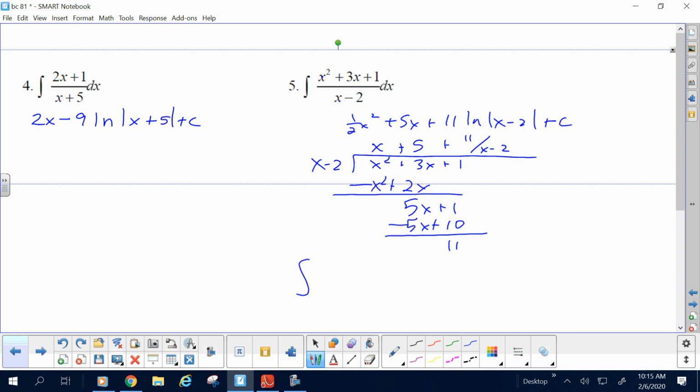So, the remainder does matter in these, and we need to now integrate the new.